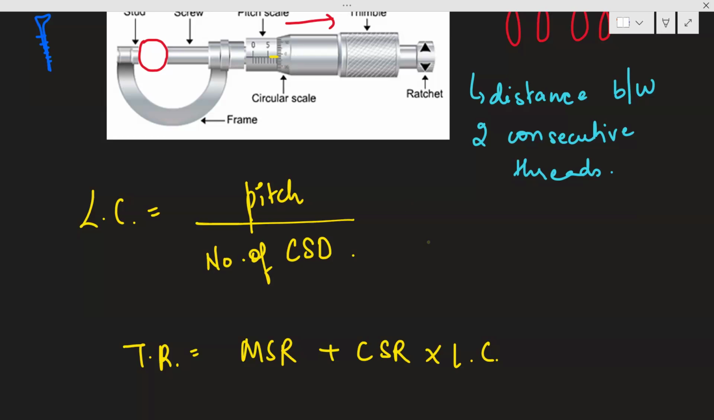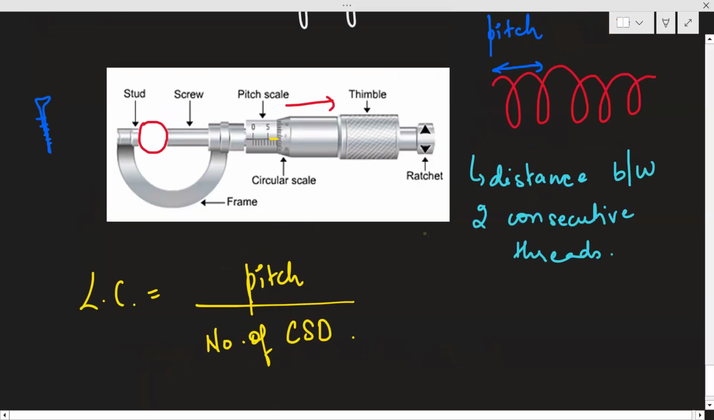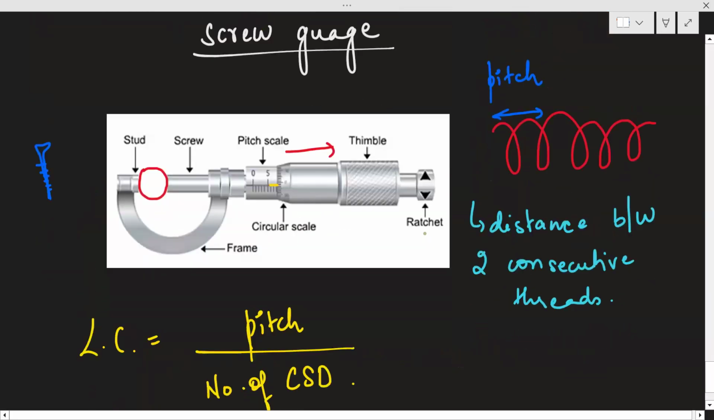Okay, I'll give you questions from this Vernier caliper part. Please do it. Okay. Thank you.